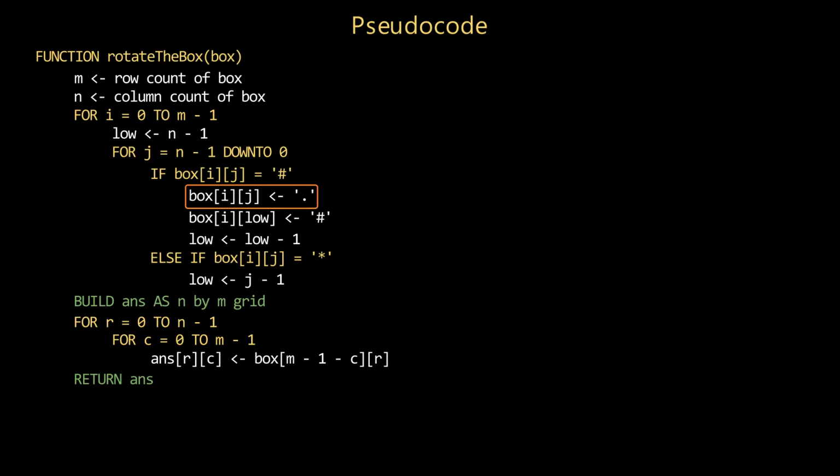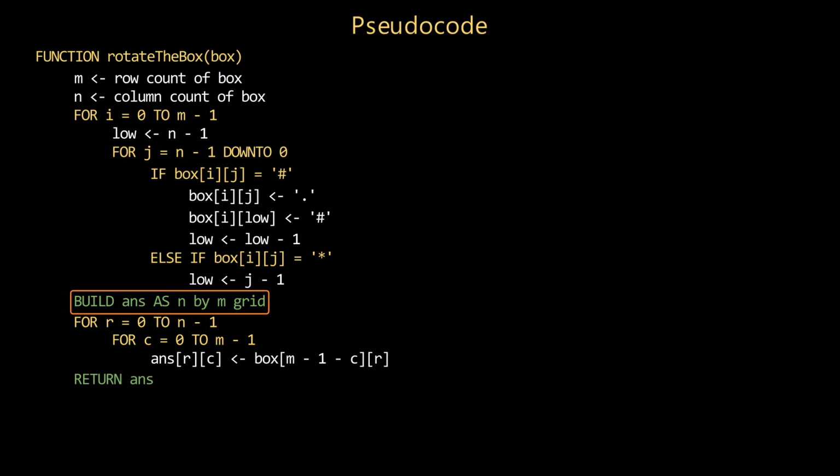Clear the cell at J. Place the stone at column low. Decrement low so the next stone sits farther left. Otherwise, if this cell is a fixed obstacle, stones cannot cross it. Set low to just left of the wall for the next segment.